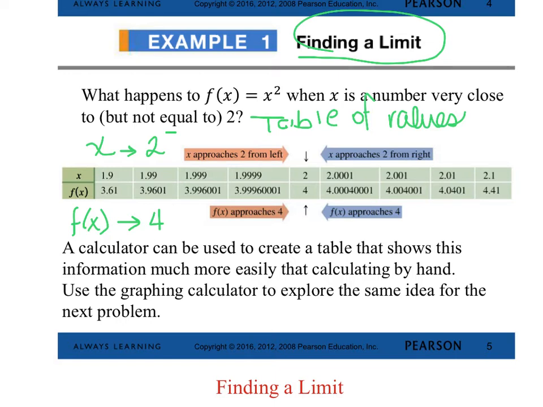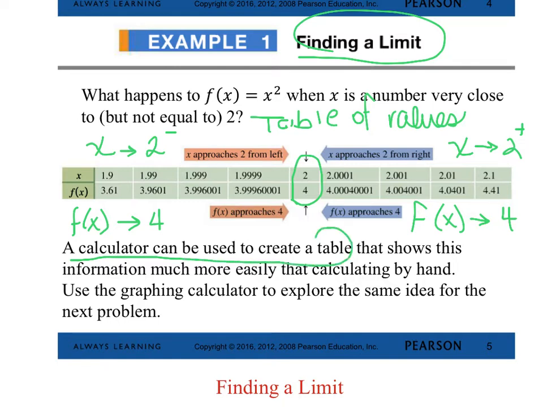And what we also see is that if x approaches 2 from the right, which we write as x approaches 2 from the positive side, then we see that f of x again approaches 4. It's not that we're totally uninterested in the fact that f of 2 is 4, but we're interested in what happens as x gets closer and closer to 2. Now, the calculator is easy to use to make a table that shows the information a lot easier than calculating it all by hand. And we can use the graphing calculator to explore the same idea in the next problem.